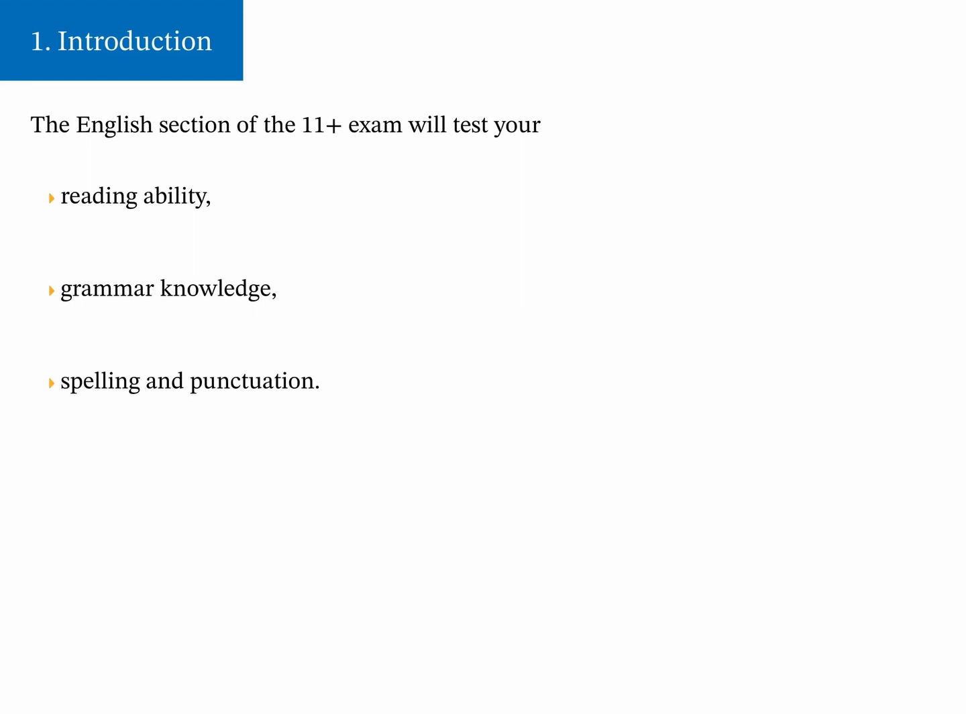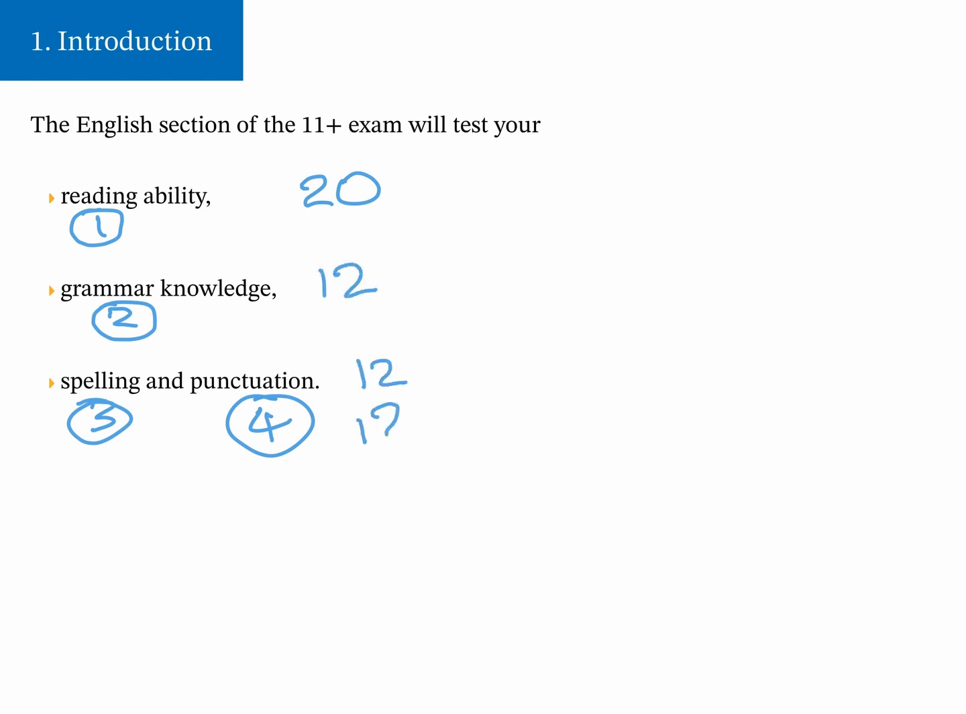So the English section of your 11 Plus will test your reading ability, grammar knowledge, spelling and punctuation. Punctuation being full stops, capital letters, apostrophes, and so on. So what's a little tricky, there are a few different formats of the English 11 Plus paper, but the most common, the standard format, and the one which we use in our practice papers, which you can get through the app, has 56 questions, so 20 are reading, 12 are grammar, 12 are spelling, and 12 are punctuation.